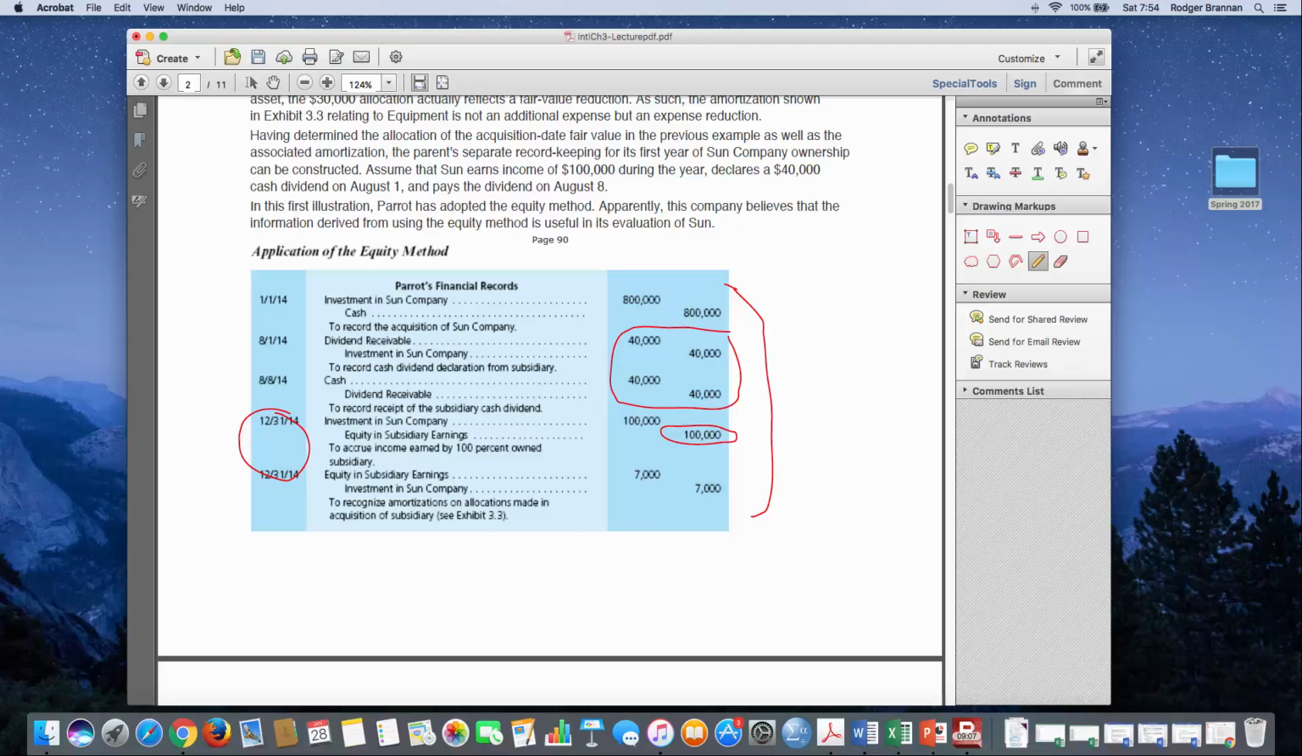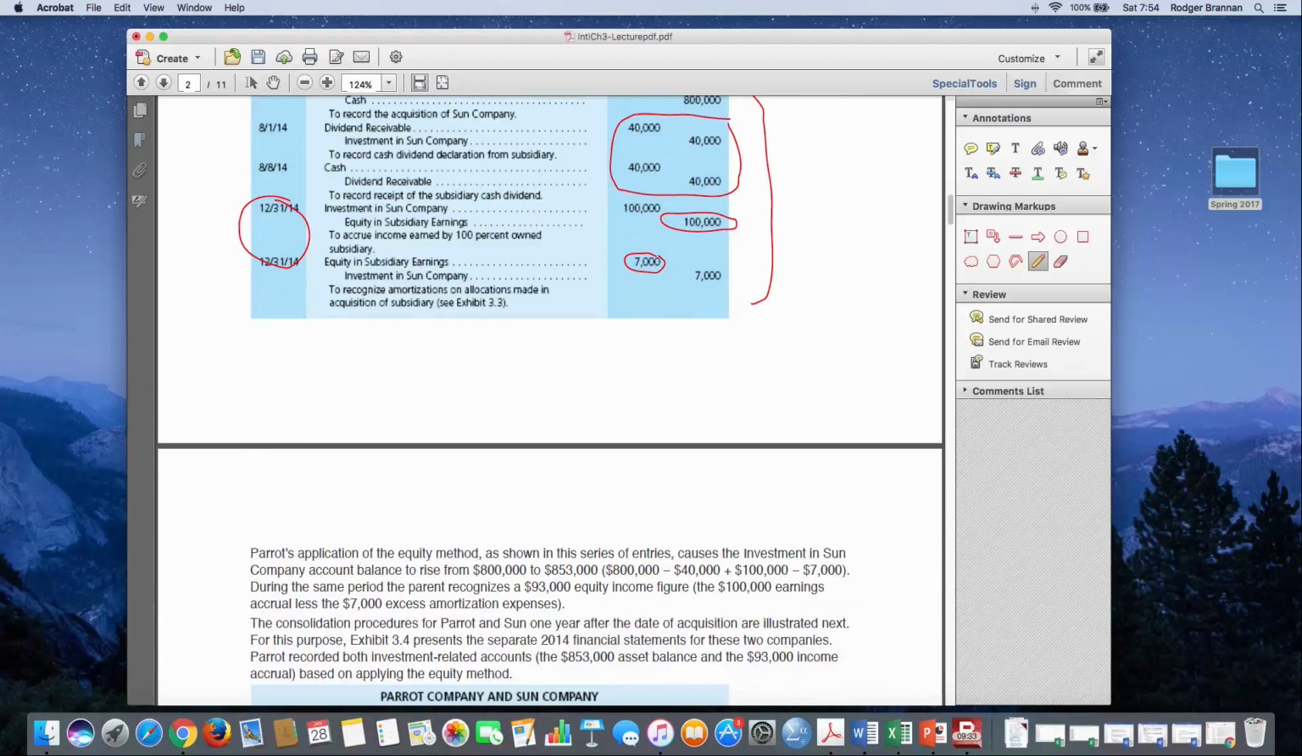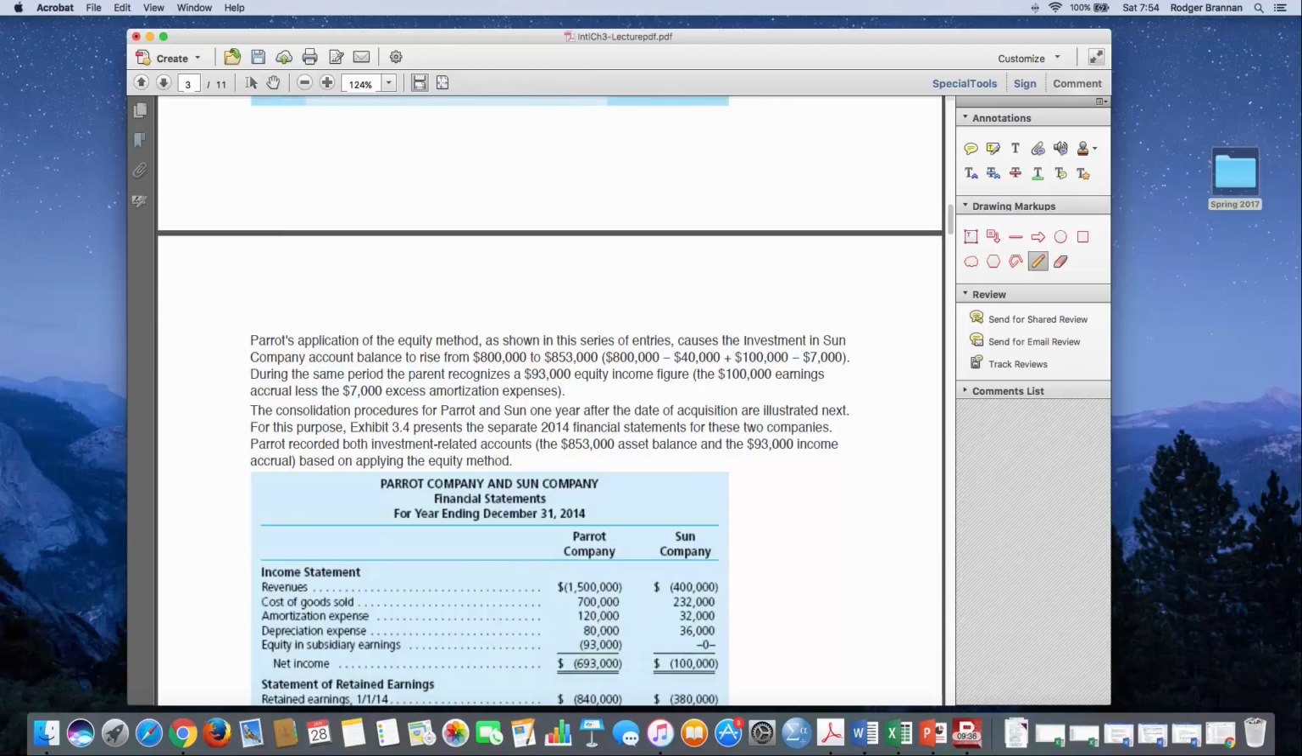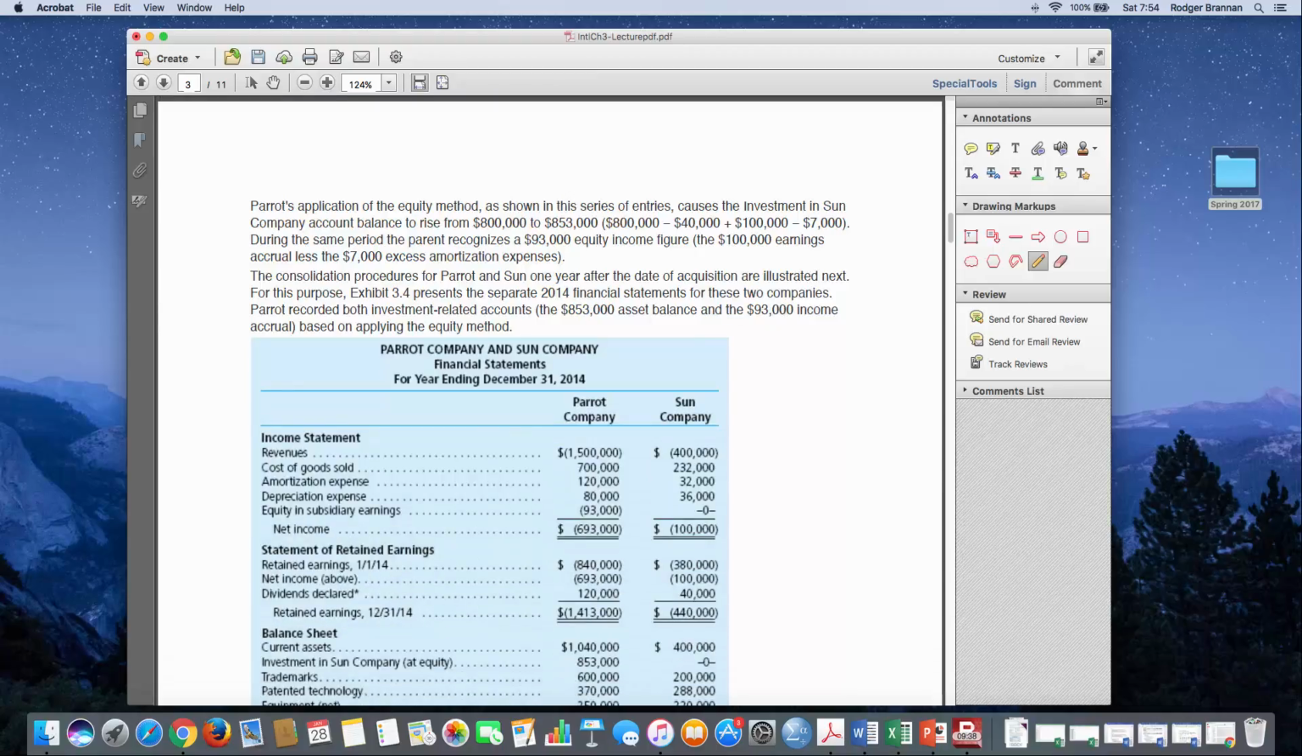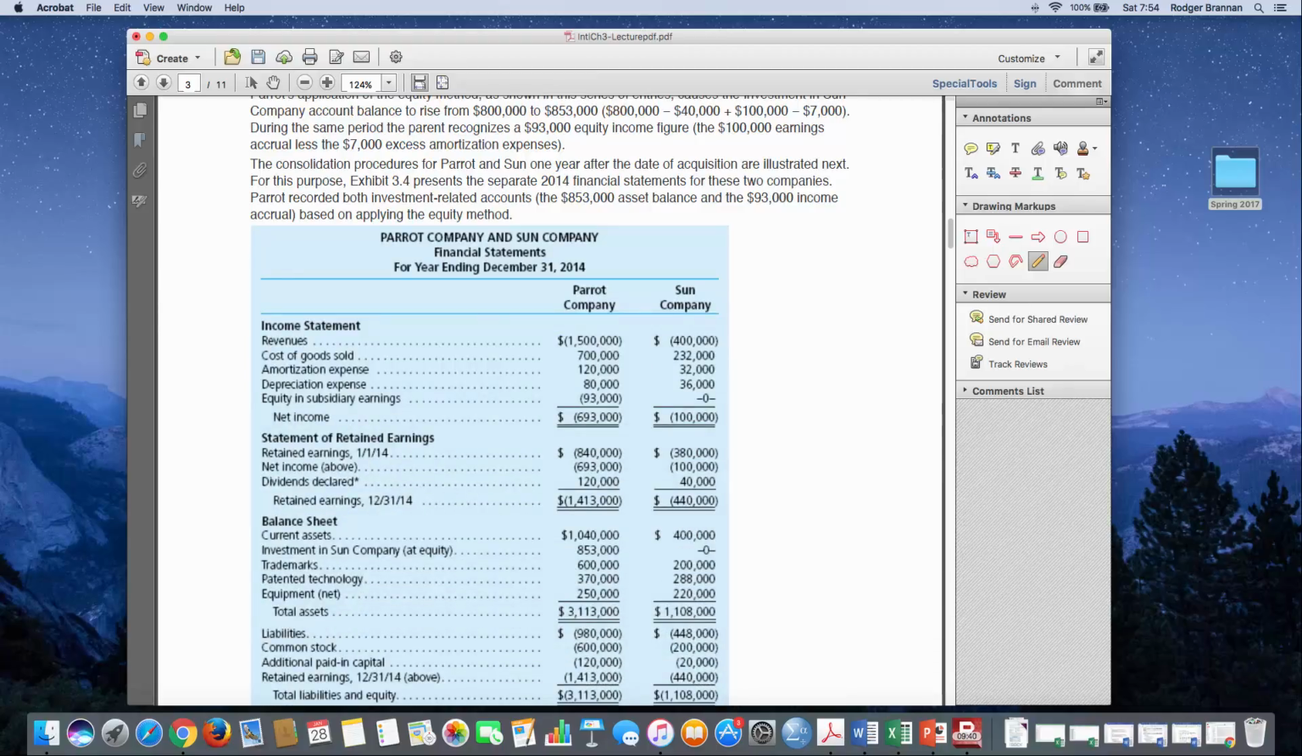But at the same time, they also, they call it equity in subsidiary's earnings, so they tend to be an offset. This is sort of a revenue account, if you will. This is an expense account, in fact. You use the same name for them, but they do net out. You'll see later on, they'll have the net amount of $93,000 as the amount that's really increasing the investment account. But the effect of all of these is to increase the investment account to its ending balance, which is 853.